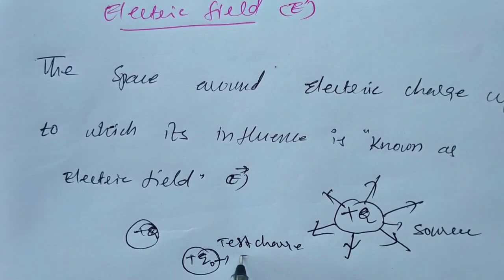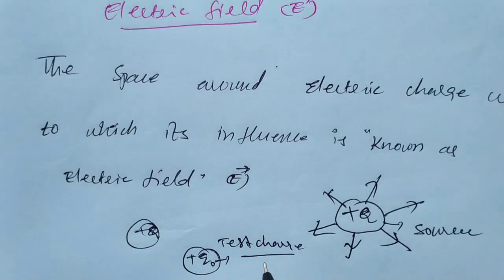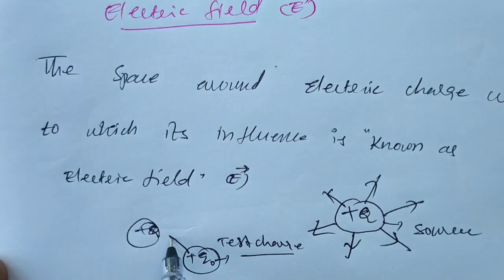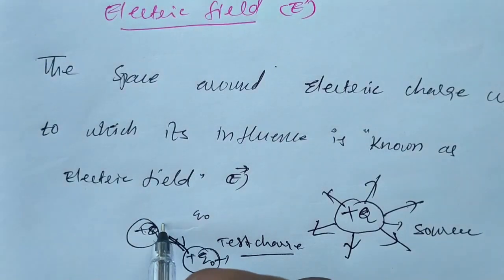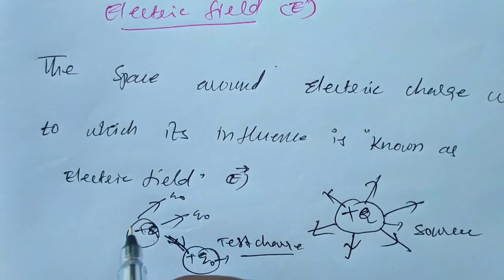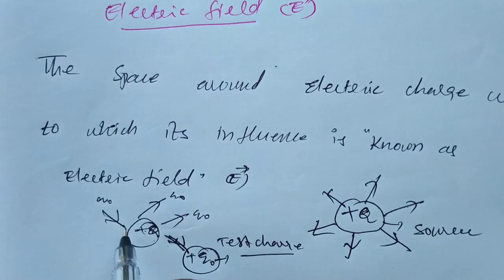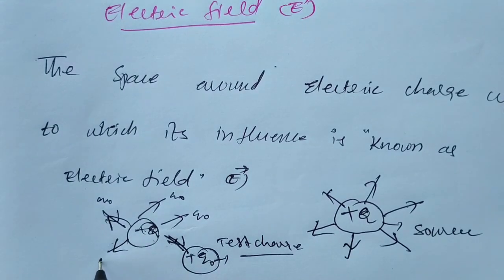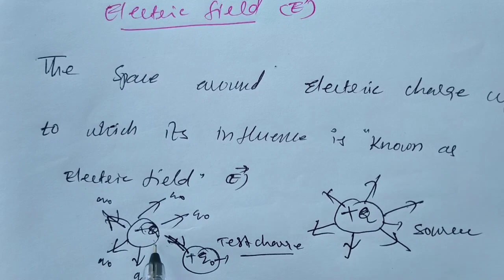Test charge. The test charge is nothing but the affected charge, and the source charge. The test charge is nothing but that which is affected by the source charge. Here, due to q1 the force can occur, and that is the q1 charge. Here the force occurs on the q naught charge, here the q naught charge, like this.